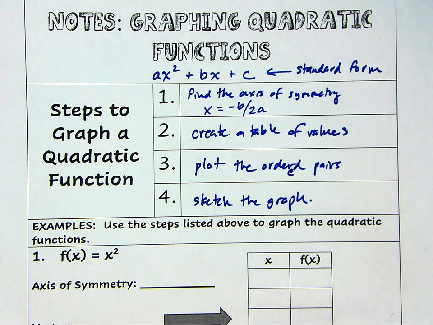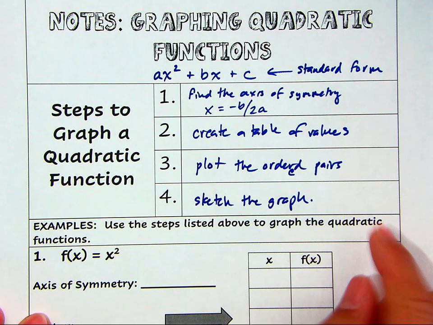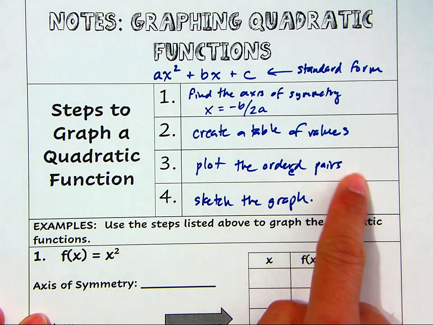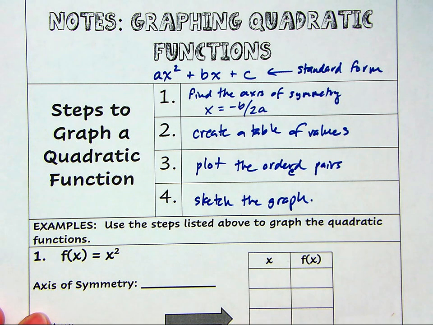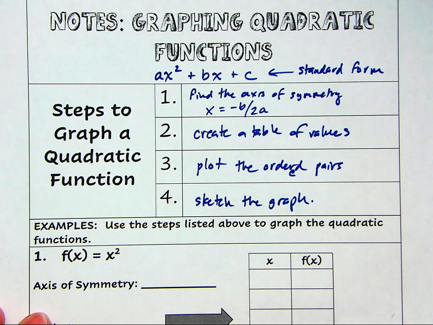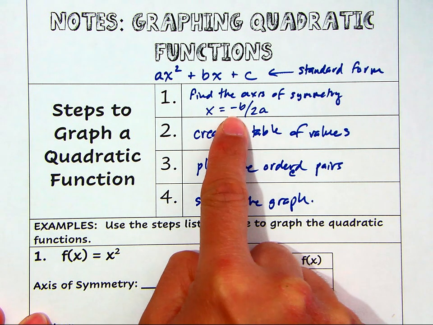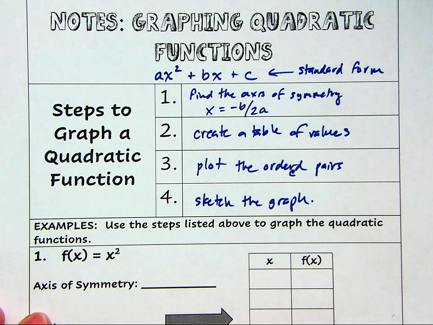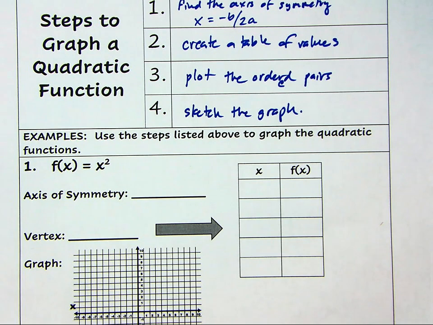So at this point, it's pretty similar to graphing linear functions, right? For a linear function, we make a table of values using the equation. We plot the points, and then we connect those points with a smooth line, a curve. So the only new thing here is finding this axis of symmetry coordinate, and then using that to determine what values to use in our table. All right. So let's look at example number 1.